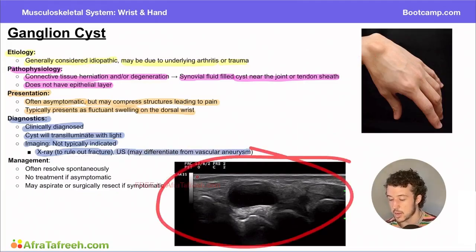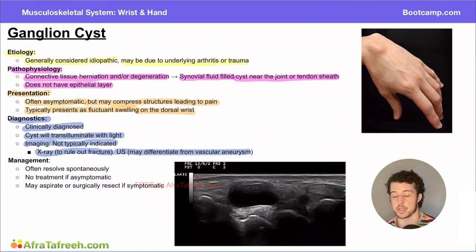So we can take a look down here at the ultrasound of a ganglion cyst. And we can see here's the tendon sheath, and here is the fluid-filled cyst showing hypoechoic on the ultrasound. And because this is just a pocket of fluid sitting above that tendon sheath, it's not going to be moving, and so it won't show as motion on a Doppler ultrasound, whereas a vascular aneurysm will show as moving on Doppler.